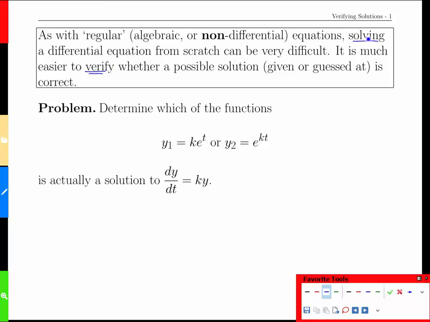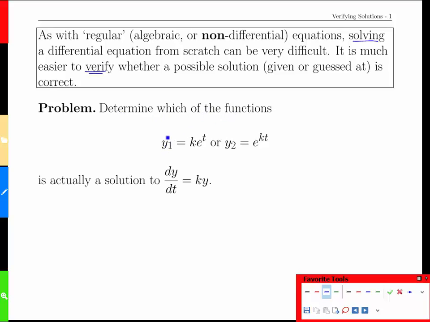So it's important to recognize that while solving can be hard, verifying is either easy or straightforward, depending on what word you want to use. And it's going to behoove us to try to verify solutions wherever possible, especially if we're going to spend a lot of time solving an equation, just to make sure we have the right answer. So, to highlight how that process would work, let's look at this problem here.